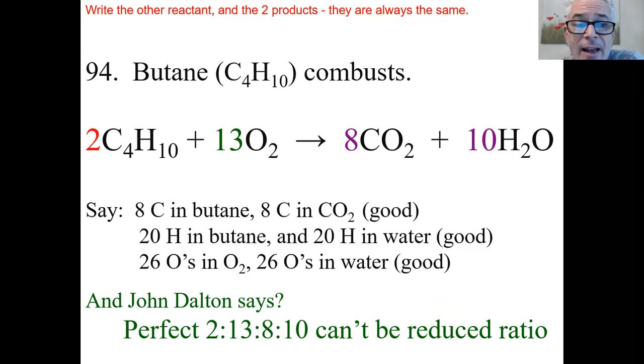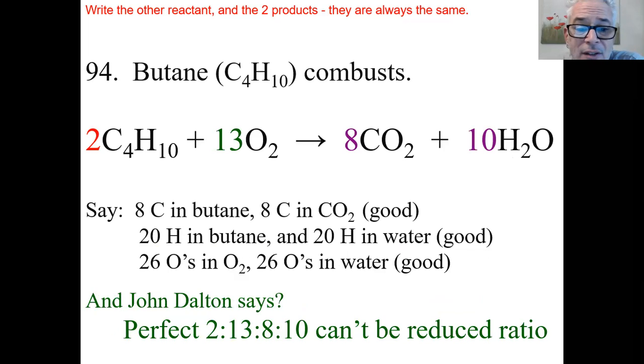And then we do a quick check. 8 carbons in the reactant, 8 carbons in the product, good. 20 hydrogens in the reactant, 20 hydrogens in the product, good. We have 26 O's, 26 oxygens on the reactant side, and we have 16 plus 10, that's 26 oxygens on the product.